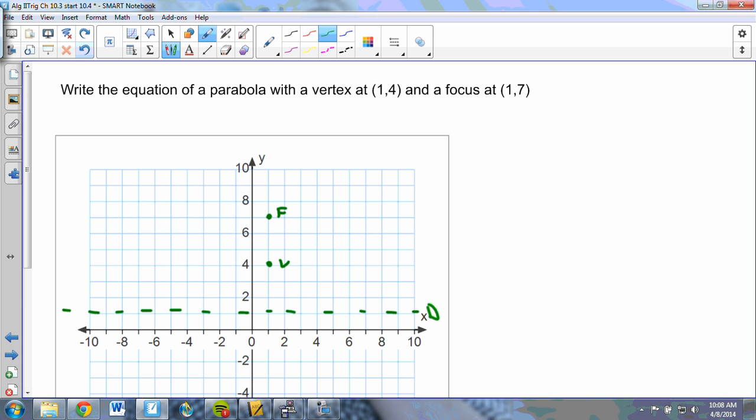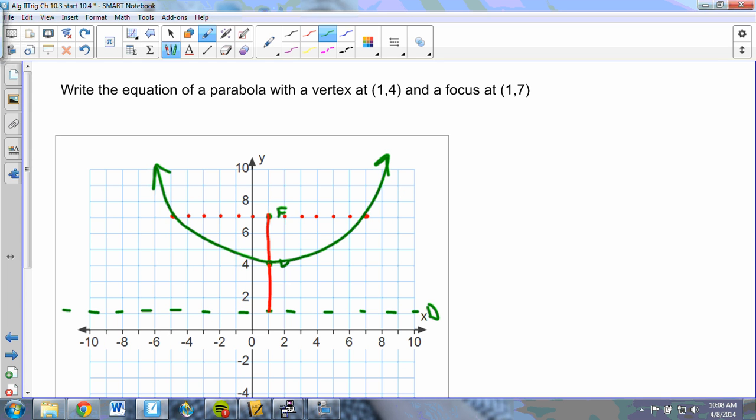Well, we don't need to graph this, but I'm just going to show how I can graph it very quickly now. This distance is 6, so I'm going to go 1, 2, 3, 4, 5, 6 over here, 1, 2, 3, 4, 5, 6 over here. And my parabola is going to look like this. And that might be useful for us later, depending on how you want to do this.